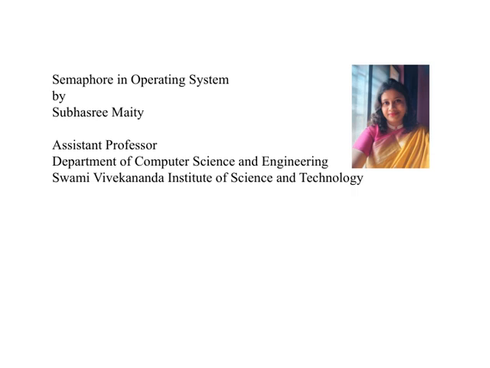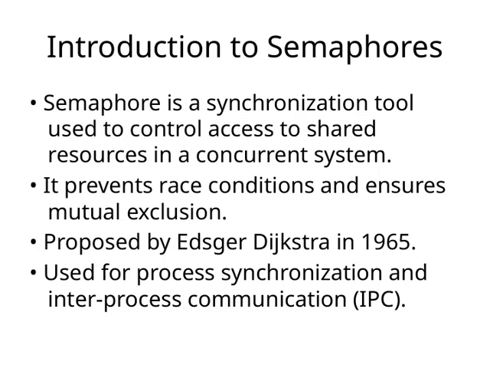Let's get started. Let's begin with an introduction to semaphores. A semaphore is essentially a synchronization tool that helps us manage access to shared resources in a system where multiple processes are running concurrently. Think of it as a traffic light or a signaling mechanism that ensures only the right number of processes can access a resource at a given time. This is crucial because without proper control, you can run into race conditions, where multiple processes try to modify shared data simultaneously, leading to inconsistent or incorrect results.